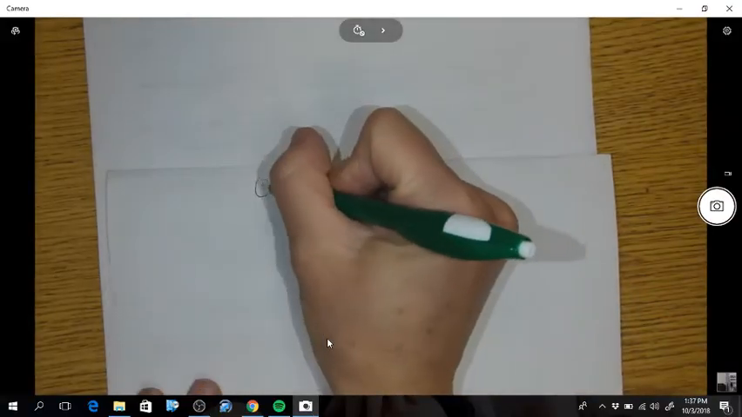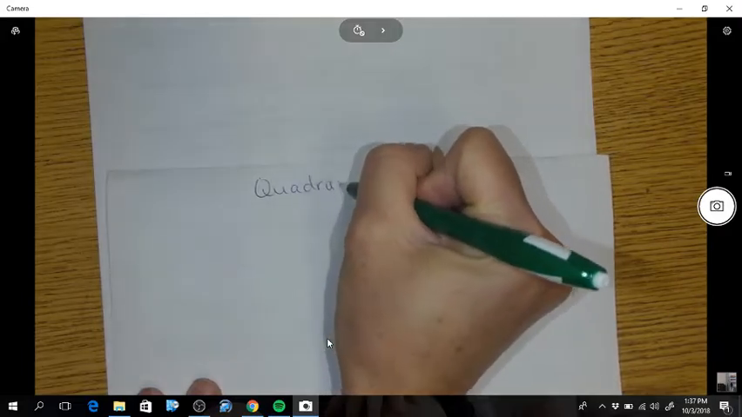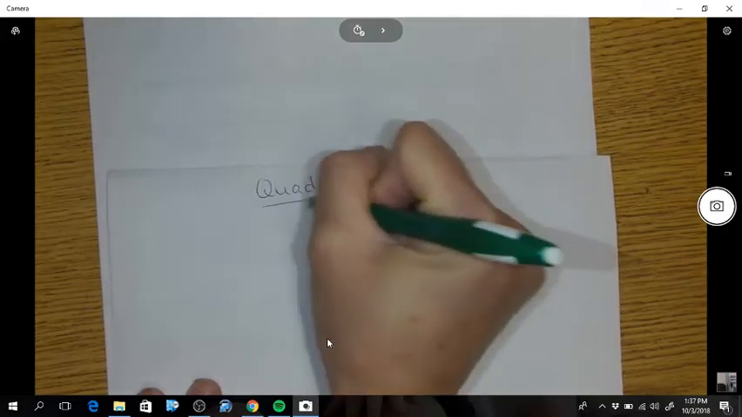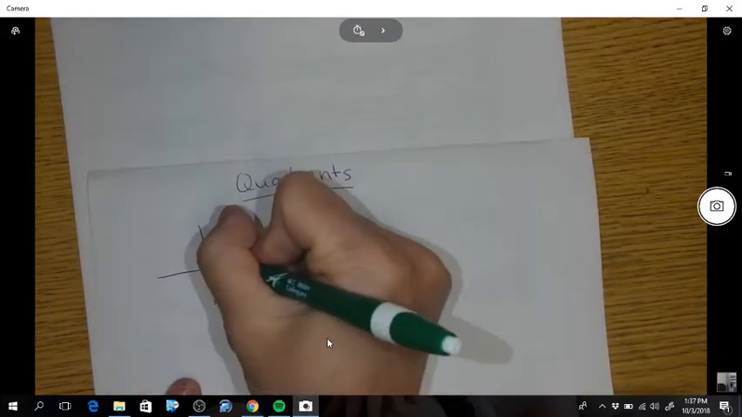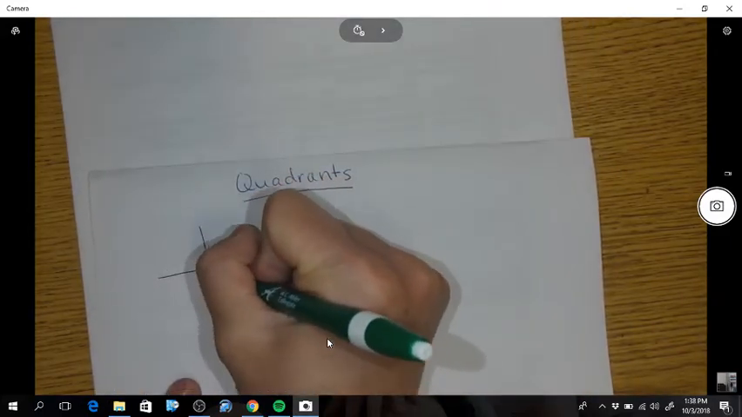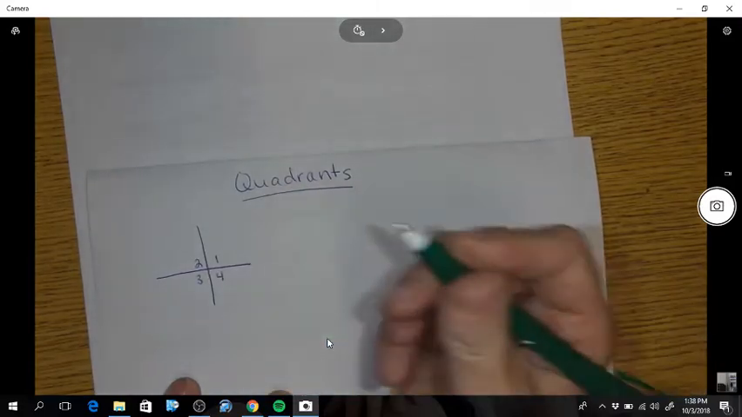Okay, I'm going to have a lesson about the quadrants. Alright, we're going to draw a quadrant. This is quadrant 1, 2, 3, and 4. That's how they are labeled.